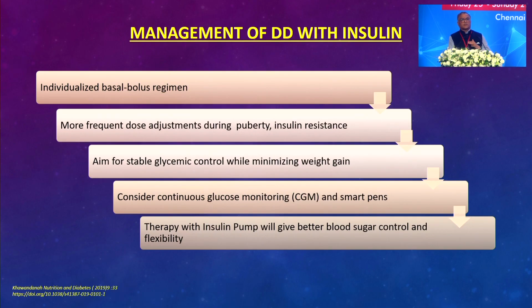So, insulin is the mainstay of management in double diabetes. Individuals with double diabetes should be started on an individualized basal bolus regimen. They may require more frequent dose adjustments due to insulin resistance and during the time of puberty. We should always aim for stable glycemic control. At the same time, we should ensure that weight gain is minimized, and we can also consider using continuous glucose monitoring as well as insulin therapy, and with the use of smart pens, we can achieve better glycemic control and improve their quality of life with better flexibility.